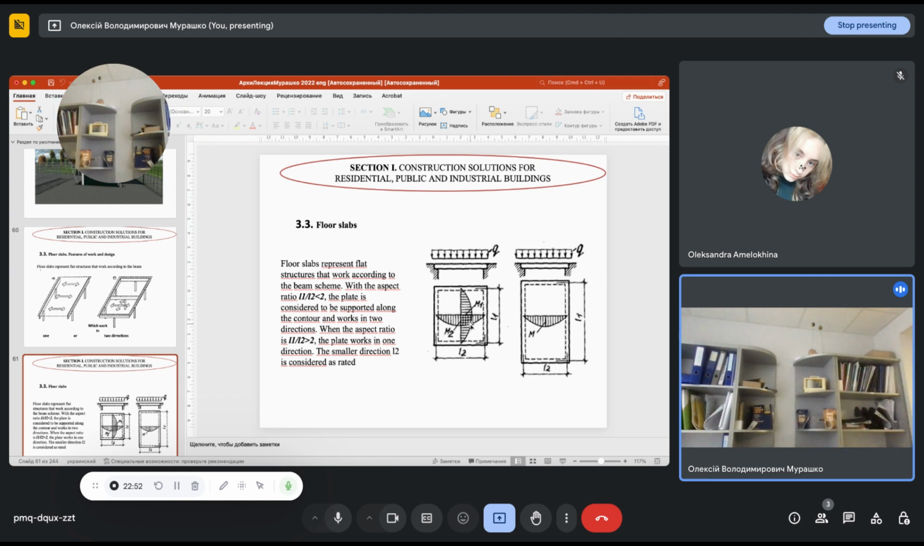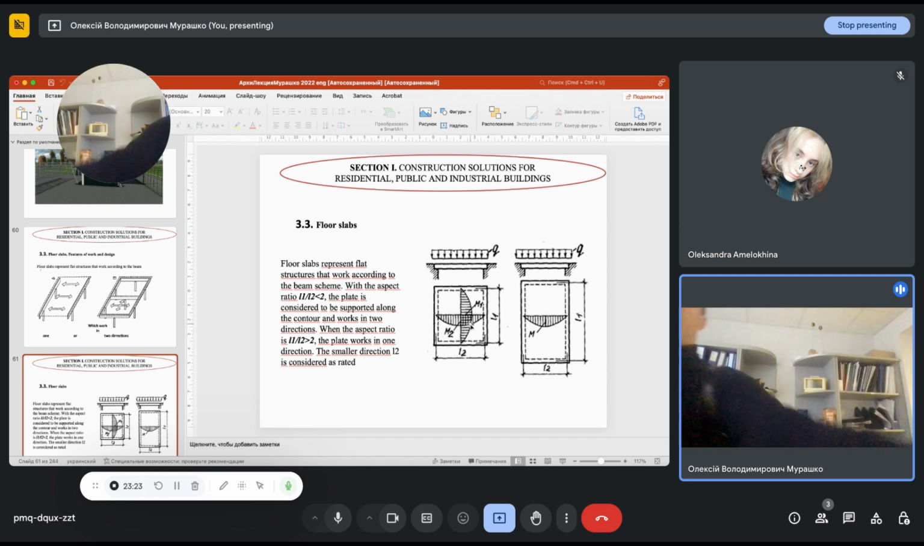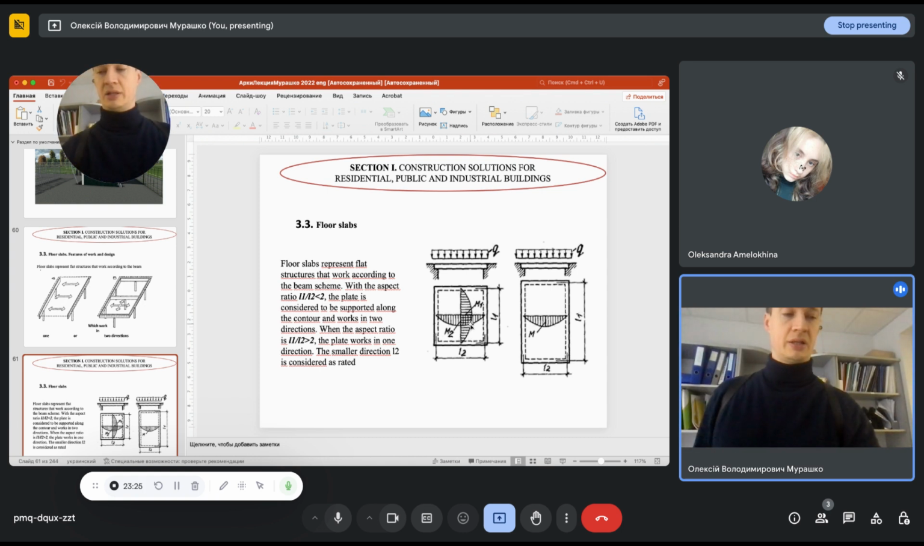slab. But in case when we have a situation where our span is more than two times bigger than the other one, so when the ratio between those spans is more than two, in that case we will consider this slab like a one direction slab, and so the design reinforcement will be located in this slab only in one direction.